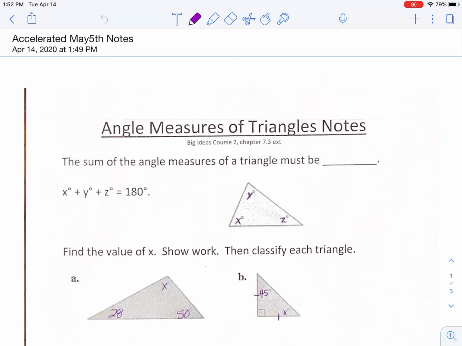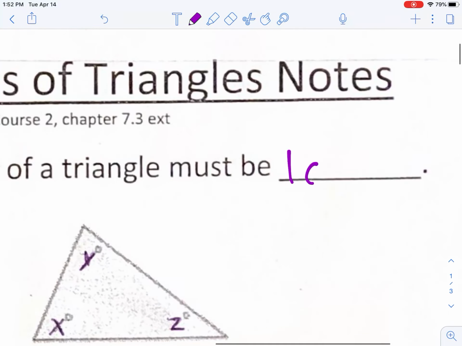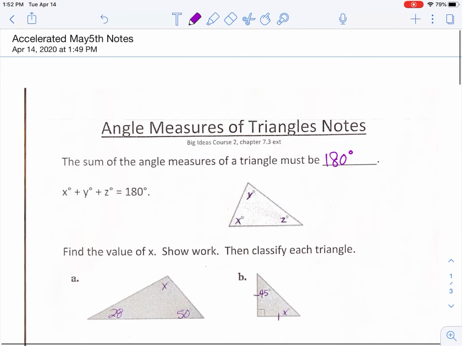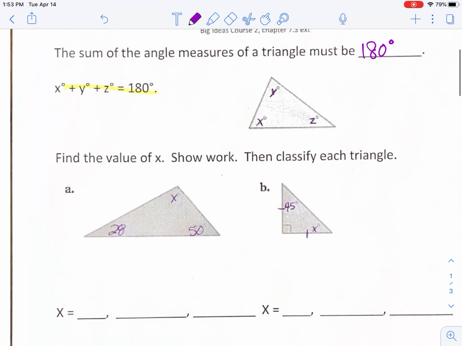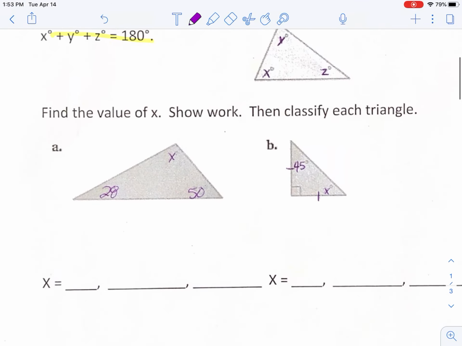Okay. The sum of the angle measures of a triangle must be, you guys should know this, all three angles must add up to 180 degrees. Inside the triangle, all three angles must be exactly 180 degrees. So if you see the example below, we've got the x degree plus the y degree plus the z degree equals 180 degrees.